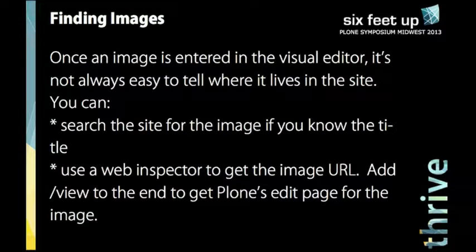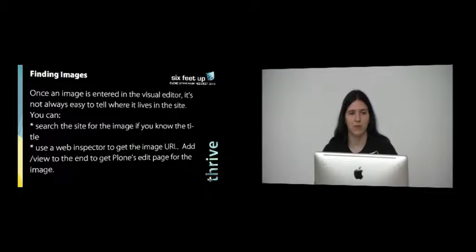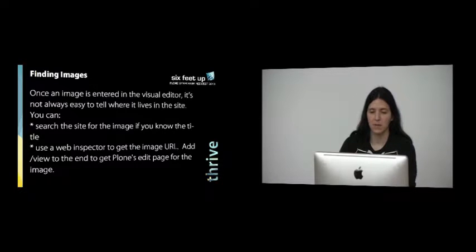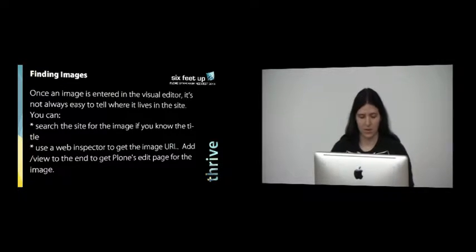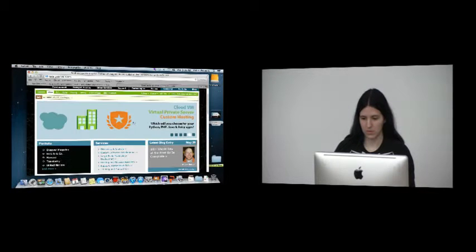What about finding an image? Once an image is entered into the visual editor, it's not always easy to tell where it's coming from in the site. So if you know the title of the image, just like we did on the last one, you can do a search for that image to try and find it. Also, generally what I'll do is I'll use a web inspector to get the image URL, and then if you add /view to the end of that, that's going to get you the Plone edit.